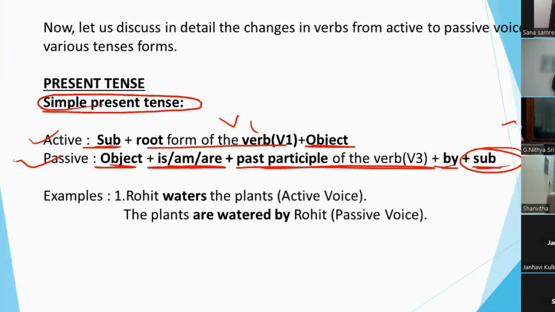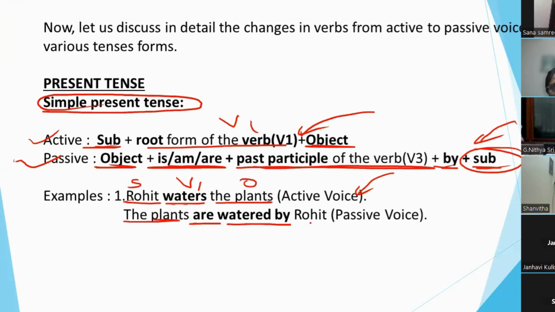This should be your structure for your passive voice when your active voice is in simple present tense. For example, Rohit waters the plants. Rohit is your subject, waters is your first form of verb, and plants is your object. Now when you convert that into the passive voice by following the 4 rules, the example becomes the plants are watered by Rohit.